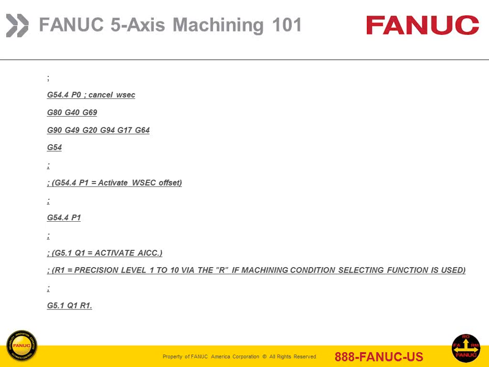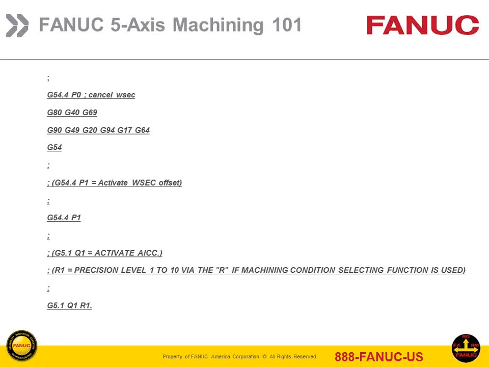The first thing you need to do when you do a 5-axis program, up front, you want to tell the control where the part is. And that's what's key about Workpiece Setting Error Compensation. That sets up where the part is located. And that's what the G54.4 P1 does. The G54.4 is the actual WSEC, and then the P is the actual offset. We'll go into that deeper as we go through my presentation.